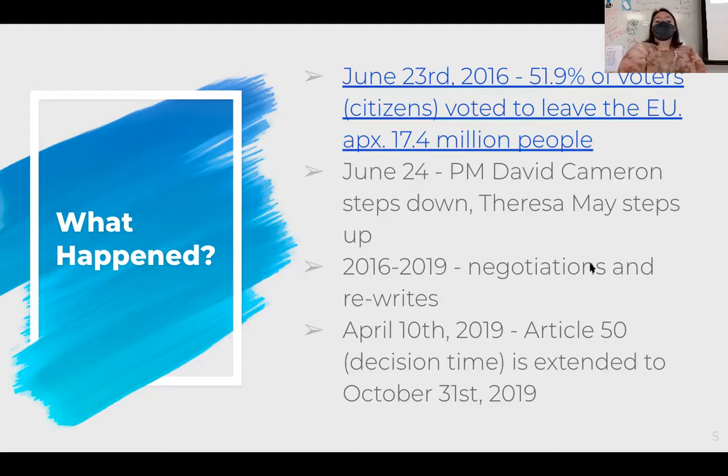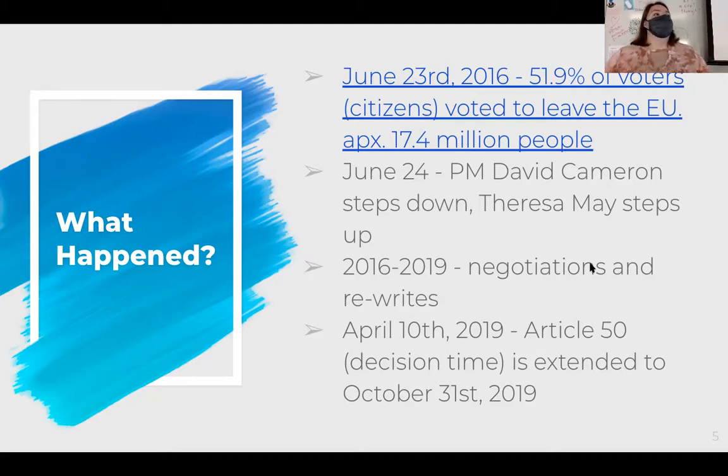All right, so this vote happened on June 23rd, and it was a vote nationwide, right, throughout the entire UK. The prime minister at the time, his name was David Cameron, when this vote happened, okay? David Cameron, in the days leading up to this vote, had basically said, hey, this is not a good idea. We need to stay in the European Union. There are a lot more benefits than negatives to being in the European Union, et cetera, et cetera.